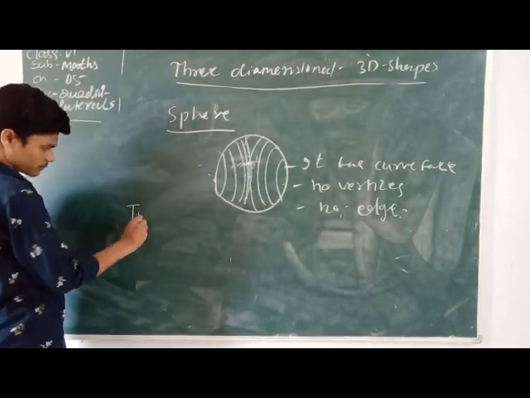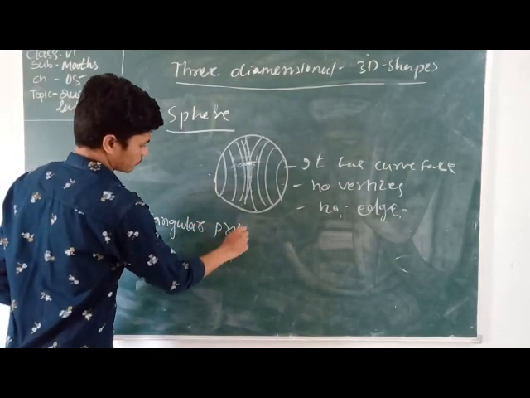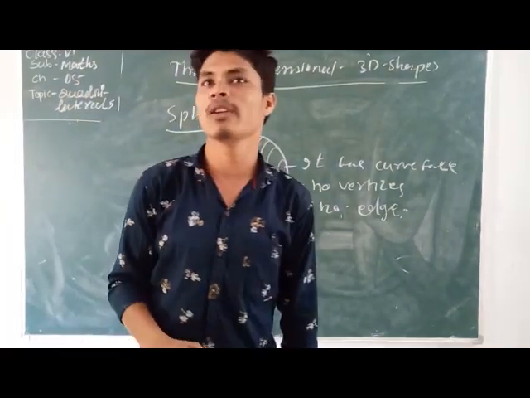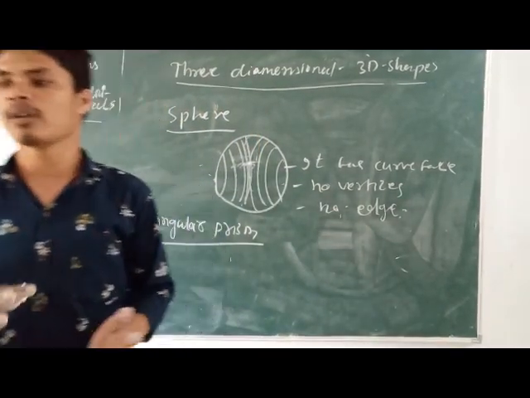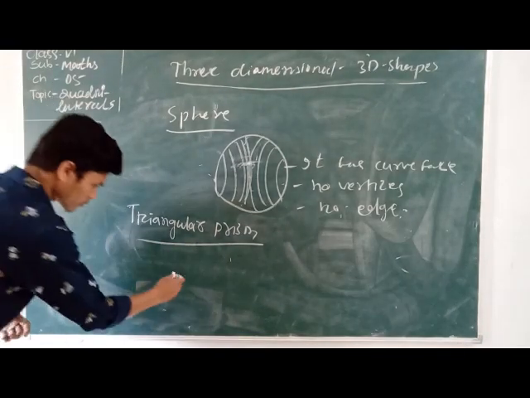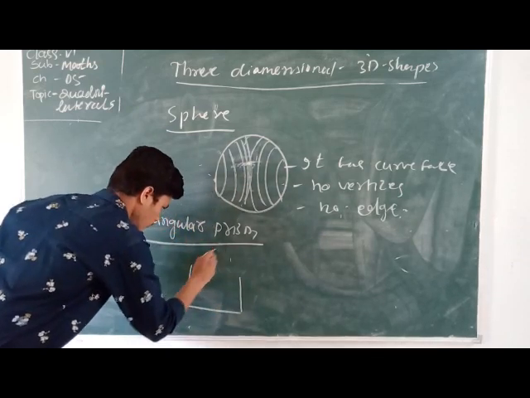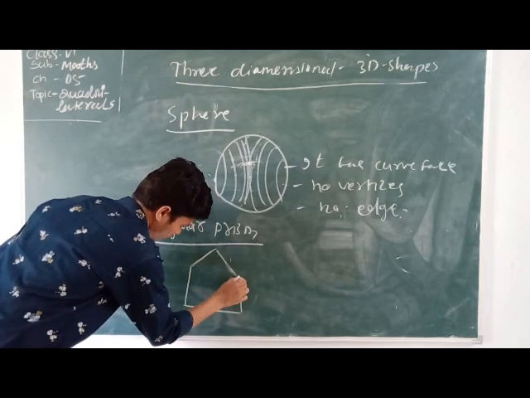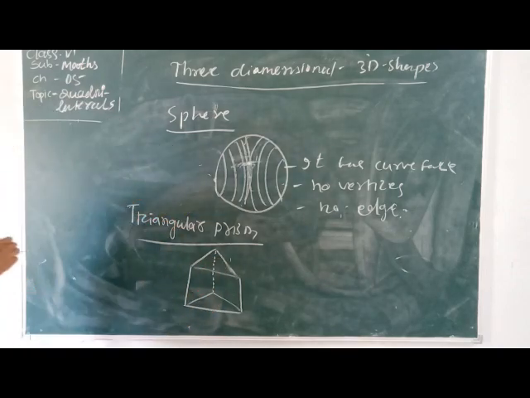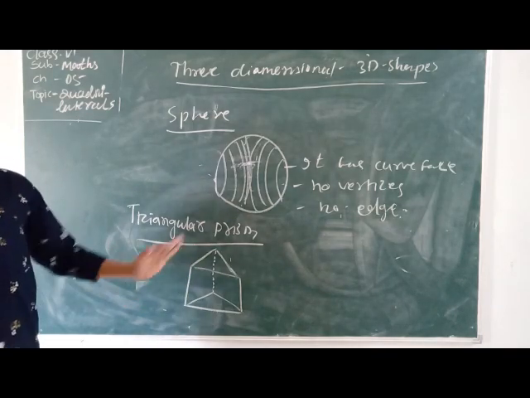Triangular prism. Okay. See the small temples behind the road when you go from one place to another. A small temple is an example of a triangular prism. This is the figure of a triangular prism. A triangular prism has lateral faces, a base, height, and vertices.